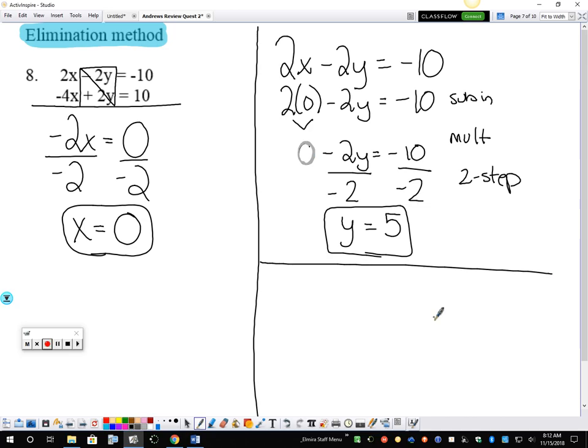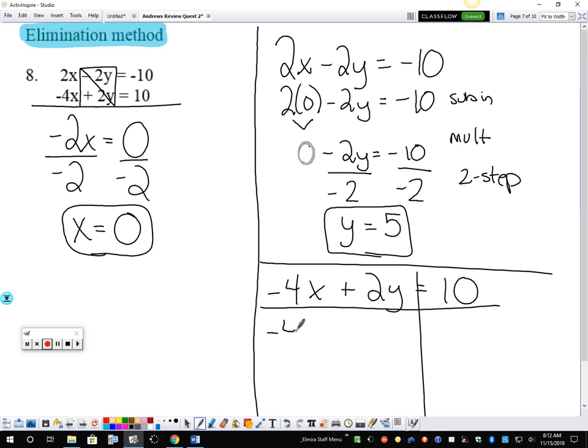So we'll use our other equation, negative 4x plus 2y equals 10. T-chart, negative 4 times 0 plus 2 times 5. So negative anything times 0 is 0. So the first part of this is 0. 2 times 5 is 10. 0 plus 10 is 10.